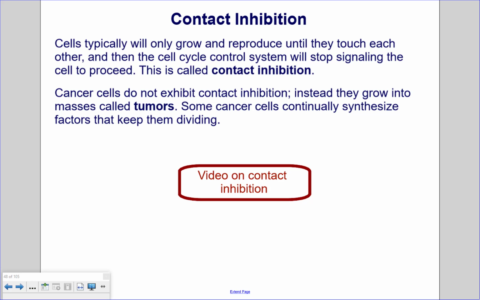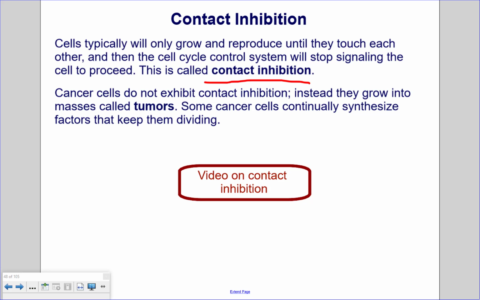Contact inhibition. Cells typically will only grow and reproduce until they touch each other, and then the cell cycle control system will stop signaling the cell to proceed. This is called contact inhibition. Cancer cells do not exhibit contact inhibition.